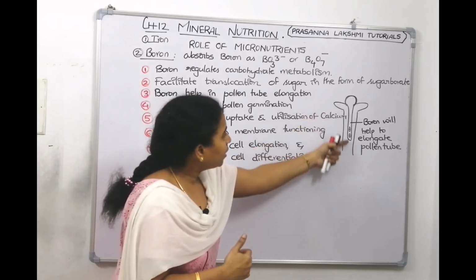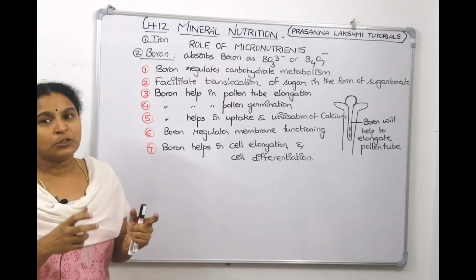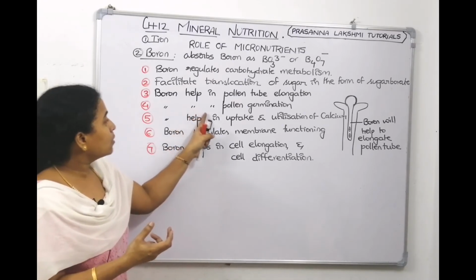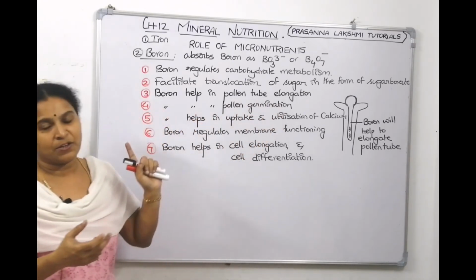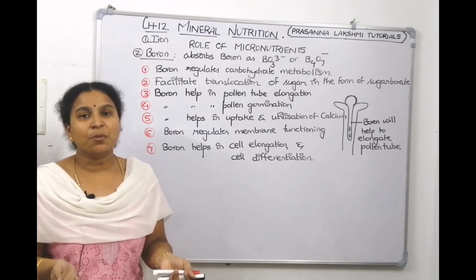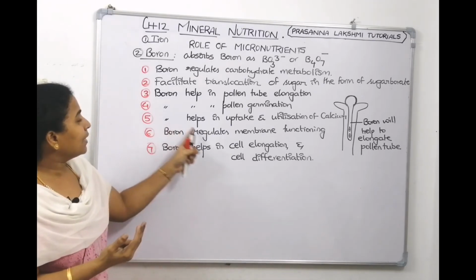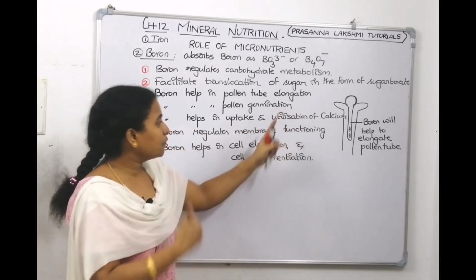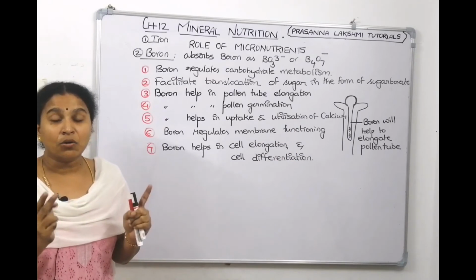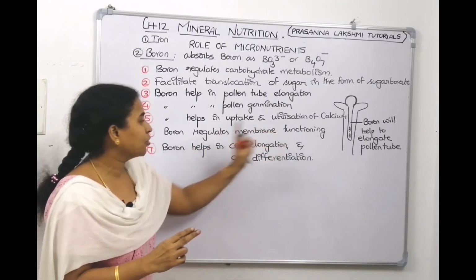Boron helps in pollen tube elongation, third function. If a pollen tube has to be formed, first the pollen should germinate. Boron also helps in pollen germination, next function. If the cell has to take up calcium and utilize that calcium, it happens only in the presence of boron. It helps in uptake and utilization of calcium, and it controls the cell membrane functioning and cell membrane permeability, next function.